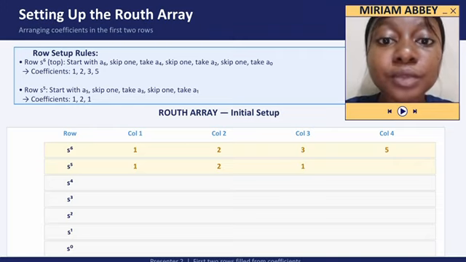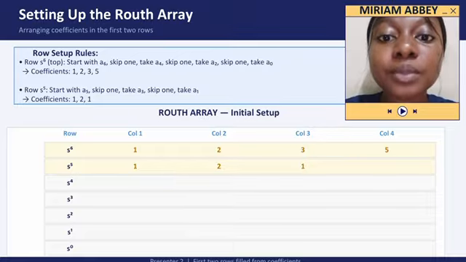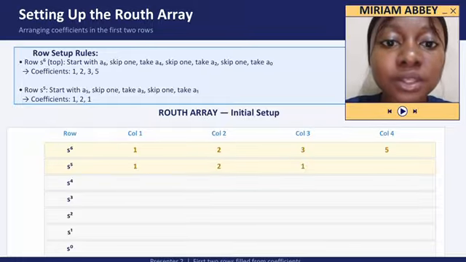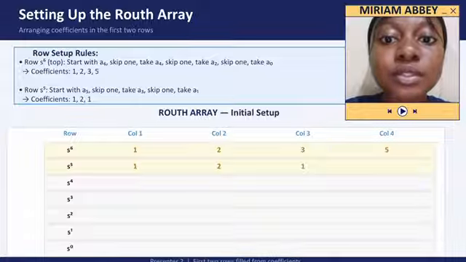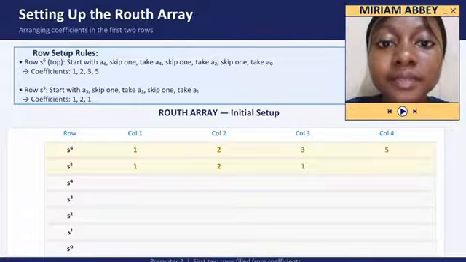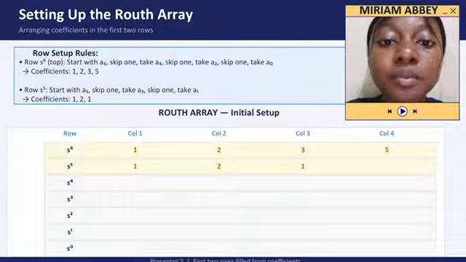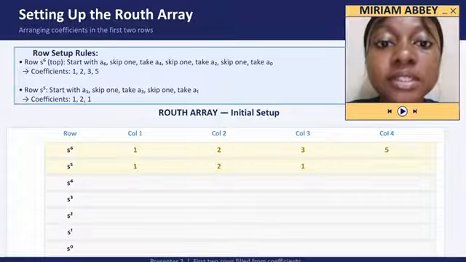Moving on to the second row, labeled s exponent 5, we take the coefficients we skipped. So we have a sub 5, which is 1, a sub 3, which is 2, a sub 1, which is also 1. So the s exponent 5 row contains 1, 2, and 1. So this is what we have so far. The first two rows have now been filled with the values from our polynomial coefficients, and so the remaining 5 rows will be calculated using the Routh formula.